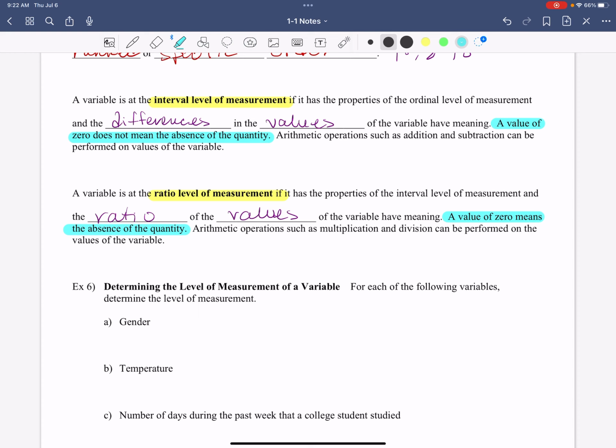Now, here's the deal. When it comes to interval, it's literally on an interval, right? So if I'm talking about something that is an interval, here I'm at 0. All right, so a value of 0 does not mean the absence of quantity. It's just in the lineup. It's on that interval. If I have a positive 1 versus a negative 1, that is on that interval. 0 is just a placeholder, is what I like to call it.